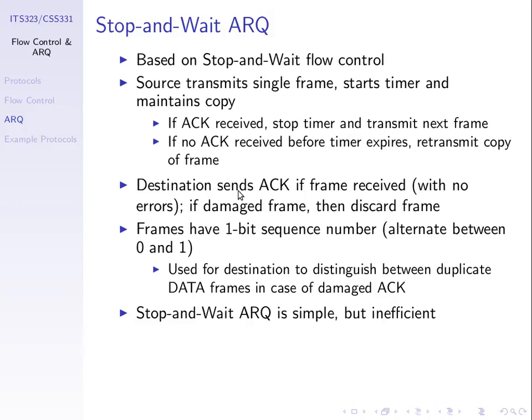What does the destination do? If the destination receives a data frame and it contains no errors, it's error-free, then the destination can send an ARQ. If the destination receives a frame which contains errors, it's what we call damaged, then it discards that frame. It's as if it didn't receive it, and no ARQ will be sent.